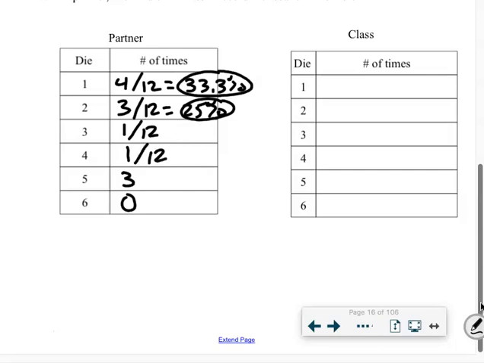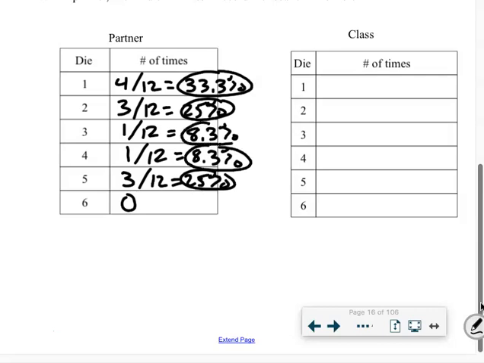With 1 out of 12, looking at the percentage, it's supposed to be 16.7%, but this is about 8.3%. It's about half of that 16.7. And so 3 out of 12, again, this was 25%. And then my last one, 0 out of 12, is 0%.